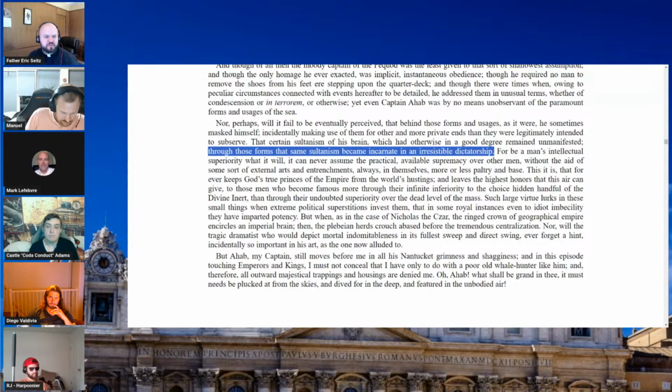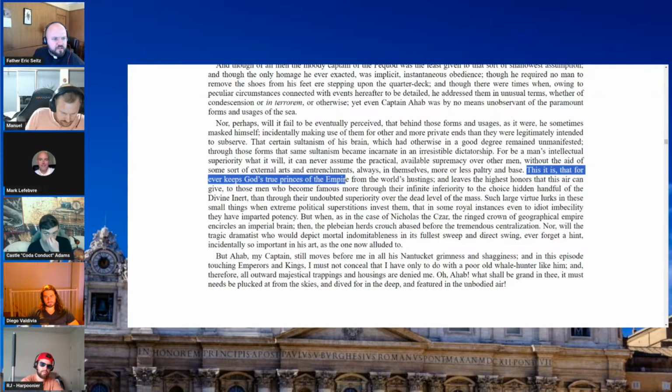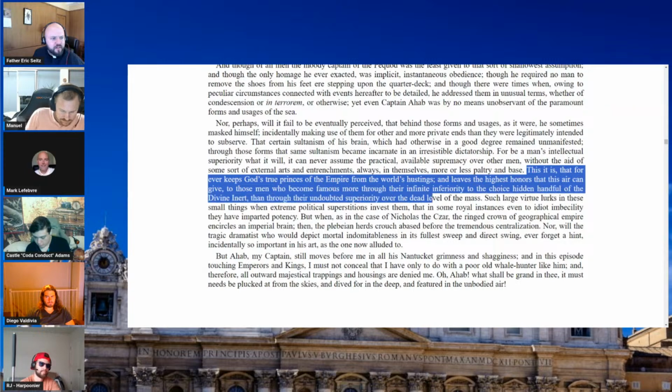And then he gets into this really strange thing. This it is, for that ever keeps God's true princes of the empire from the world's hustings, and leaves the highest honors of this era it could give to those men who became famous more through their infinite inferiority to the choice hidden handful of the divine inert than through their undoubted superiority over the dead level of that mass.